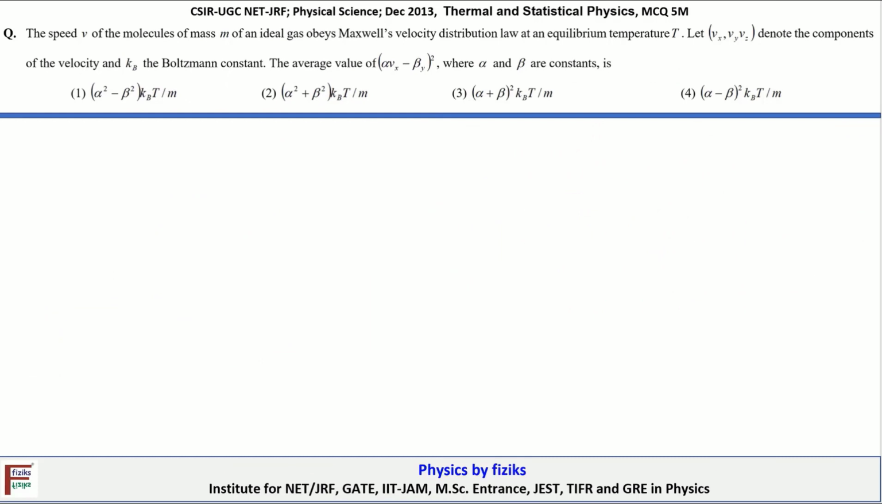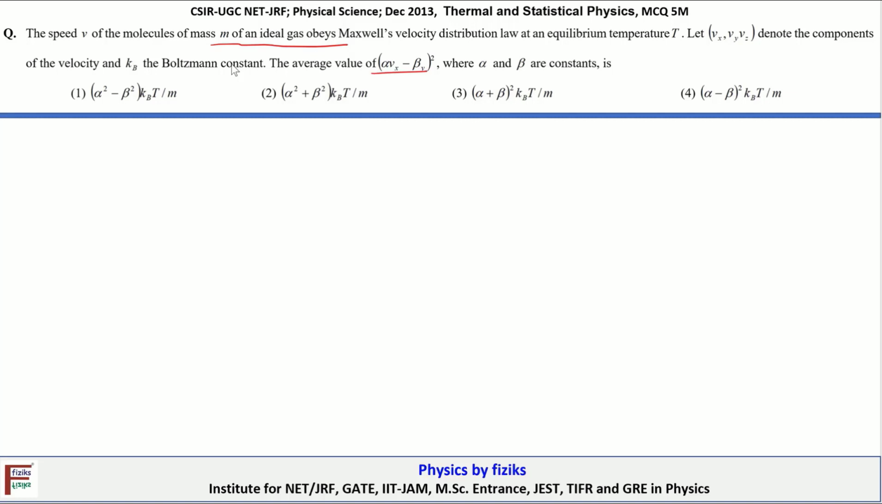So let's take a look at the next problem. The statement is, the speed v of the molecule of mass m of an ideal gas obeys Maxwell velocity distribution law at an equilibrium temperature T. Let Vx, Vy and Vz denote the components of the velocity, and k is the Boltzmann constant. Then the average value of alpha Vx minus beta Vy.